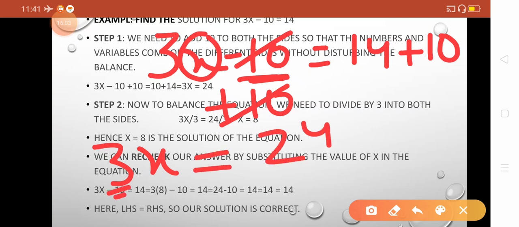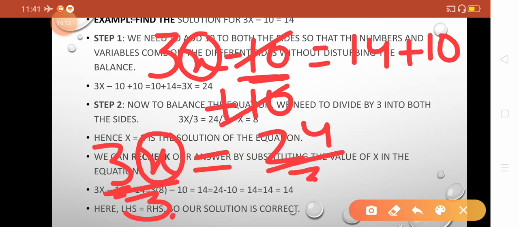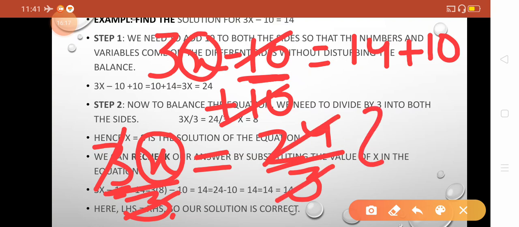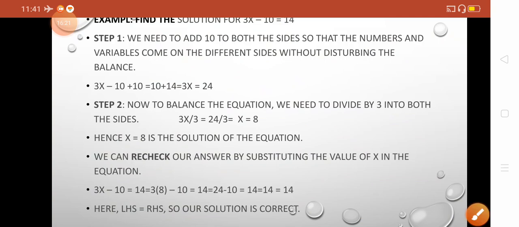Now 3 is there, multiplication is there, so I have to divide because I only want this x here. If I am dividing on this side, I have to divide it on this side also. 3 and 3 will cancel and 3 8s are 24. So the value of x is equal to 8. In this way you can solve any problem in which on one side there is an expression and on the other side there is a number.